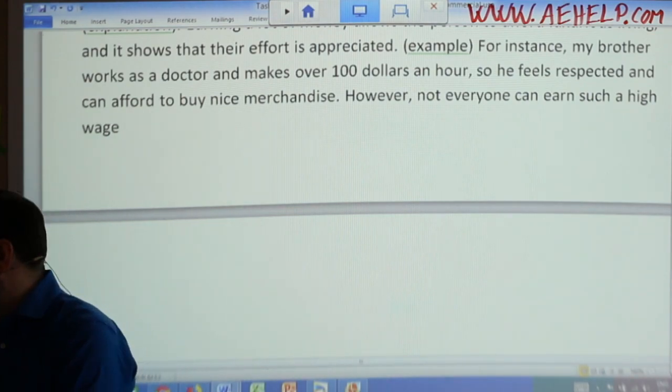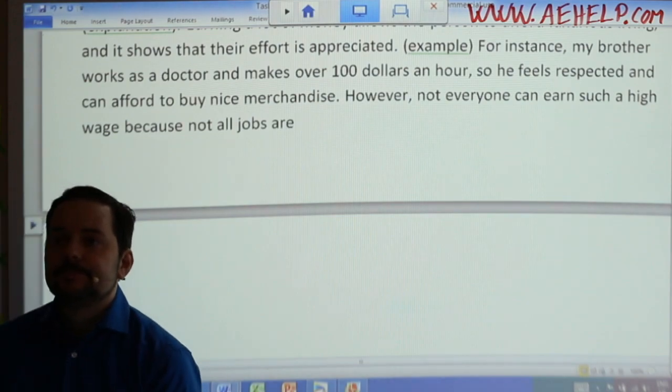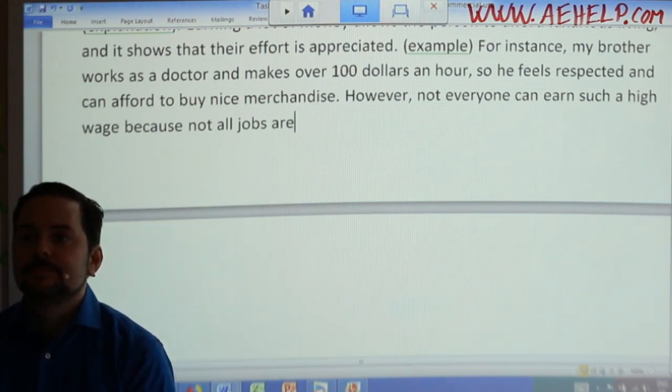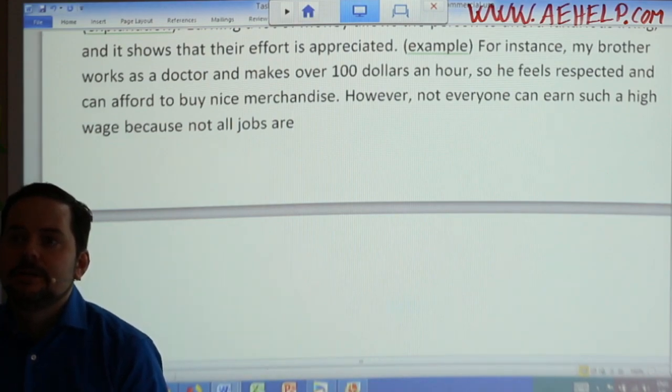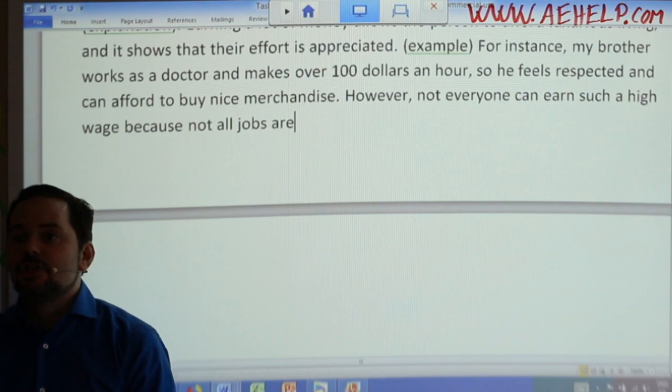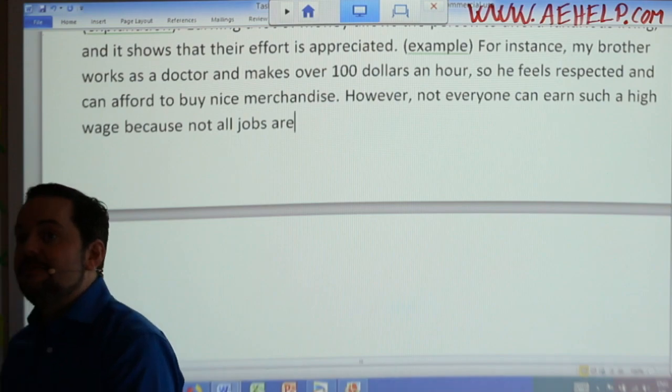Why? And here's where we're creating a complex sentence. Because not all jobs are because of their degrees, because job risks are different. Don't get into developing countries, guys. Don't go off topic with poor countries or rich countries. So just stay on the focus of jobs here. Not all jobs are essential for society. Maybe. Or not all jobs are highly valued, right?